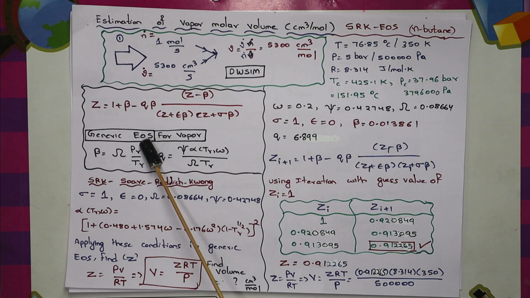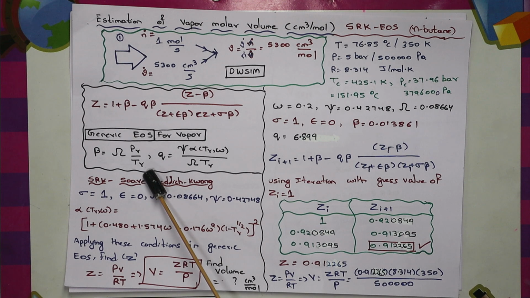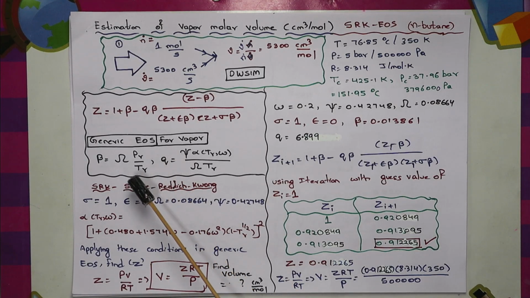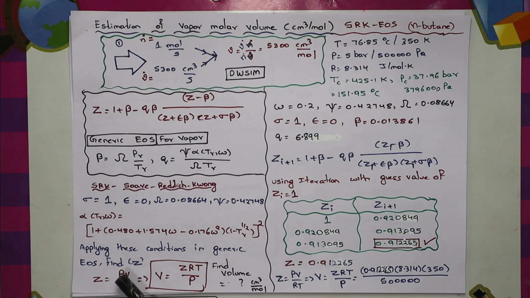Beta is omega into PR by TR, and q can be computed by psi into alpha of TR by omega into TR. TR and PR are the reduced temperature and reduced pressure. So given all the parameters, if you solve, you get the value of the compressibility factor. Once you get the compressibility factor, you can see Z equal to PV by RT. Therefore the molar volume is nothing but Z into RT by P. So finally you are going to get the molar volume of n-butane using the SRK equation of state from the generic equation of state.